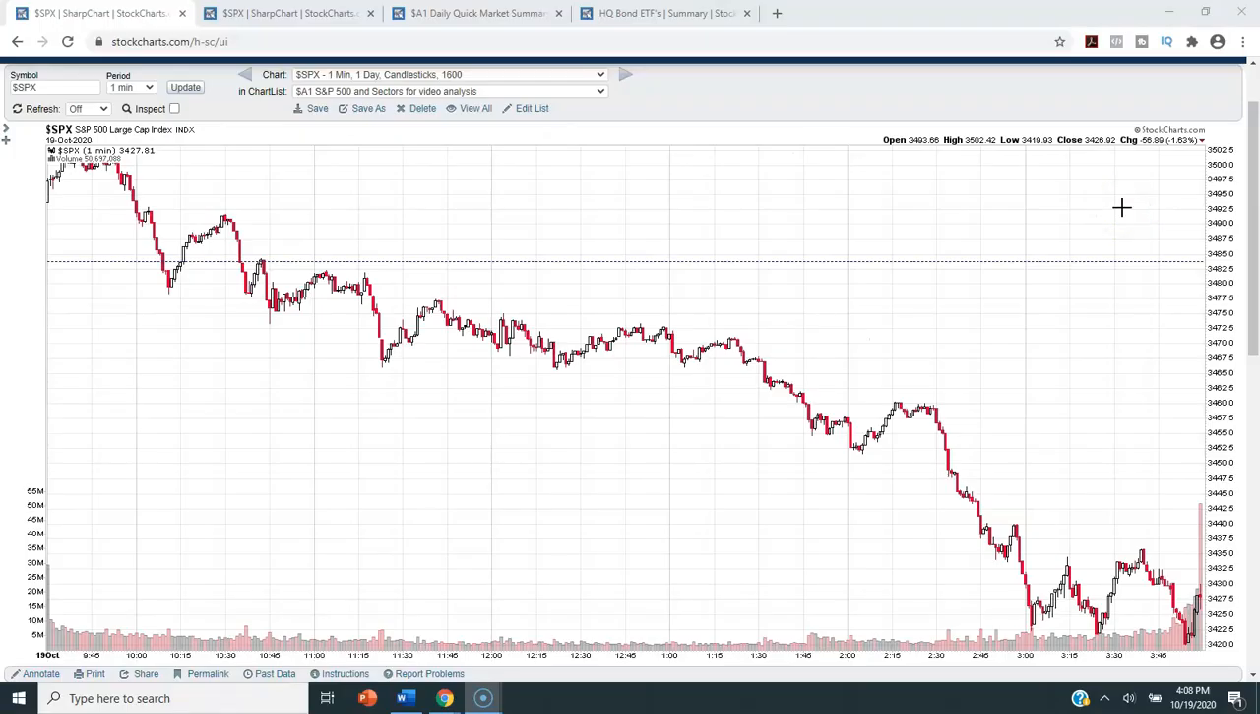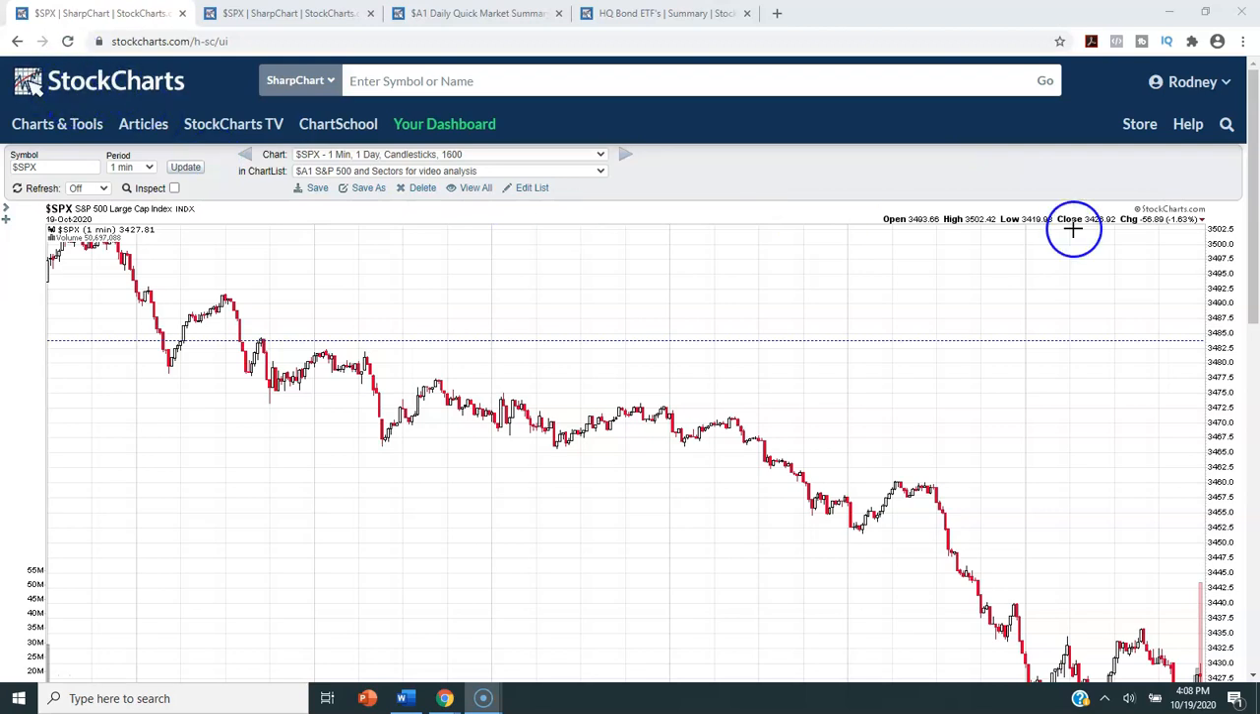Today we will be doing technical analysis on the S&P 500 for Monday, October 19th, 2020. And for this analysis, we will be using stockcharts.com.